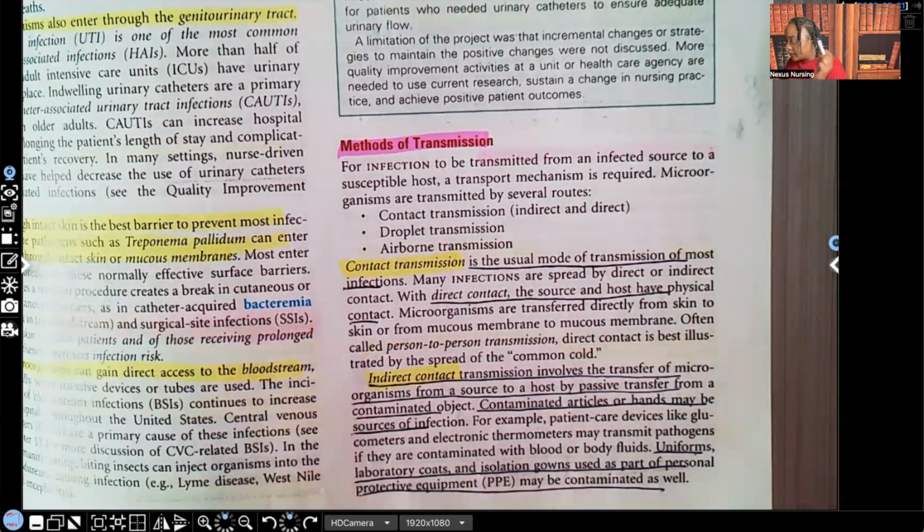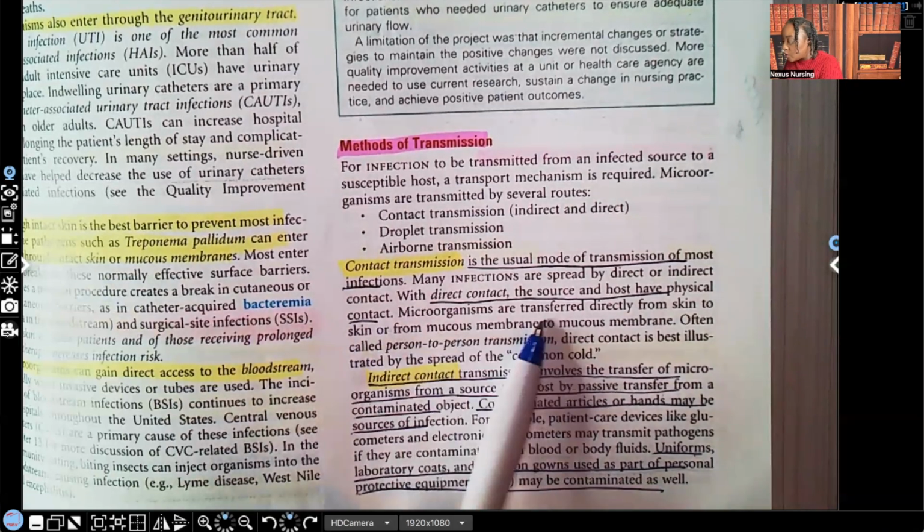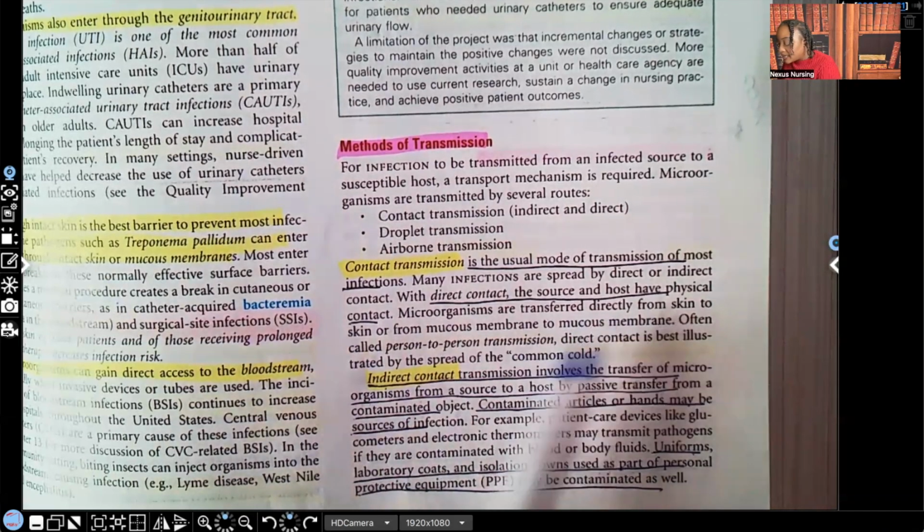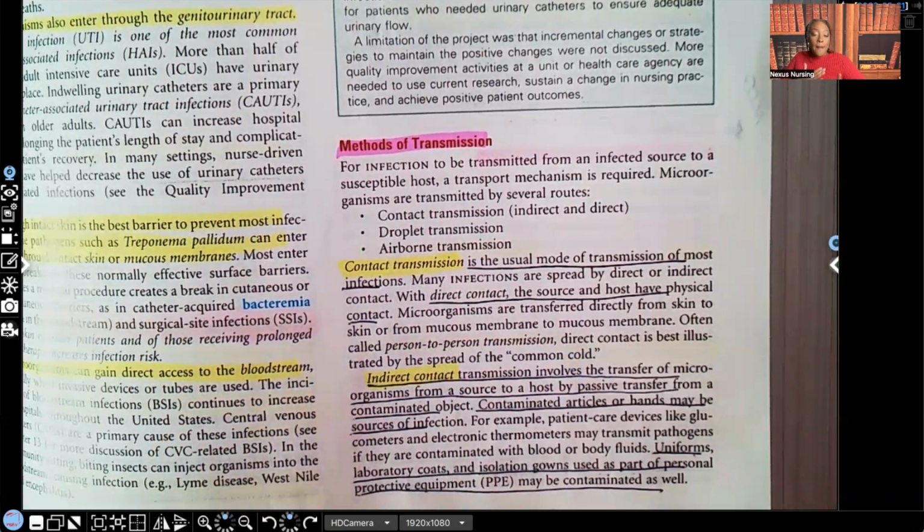Well, I didn't give you a difference for the contact precaution, so let's go up here. Look, it says microorganisms are transferred directly from skin to skin or from mucous membranes to mucous membranes. It's often called person to person because that contact is direct. Does that make sense? Direct contact is best illustrated by the spread of the common cold.